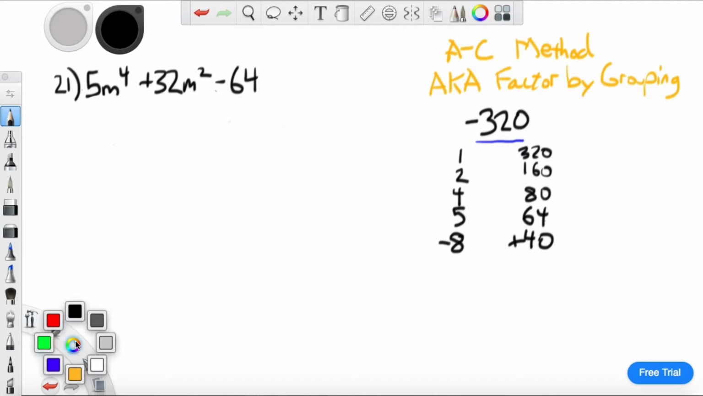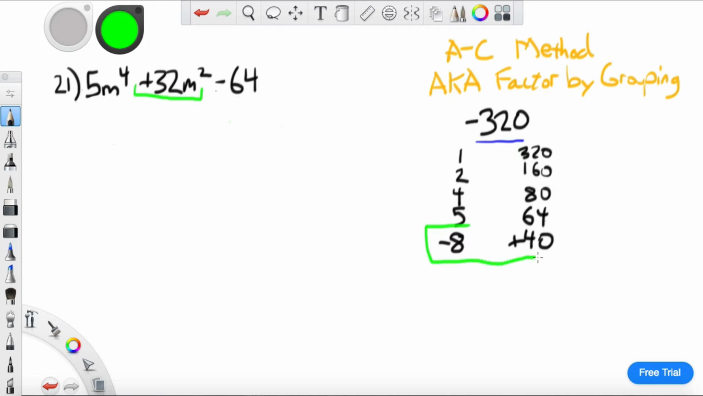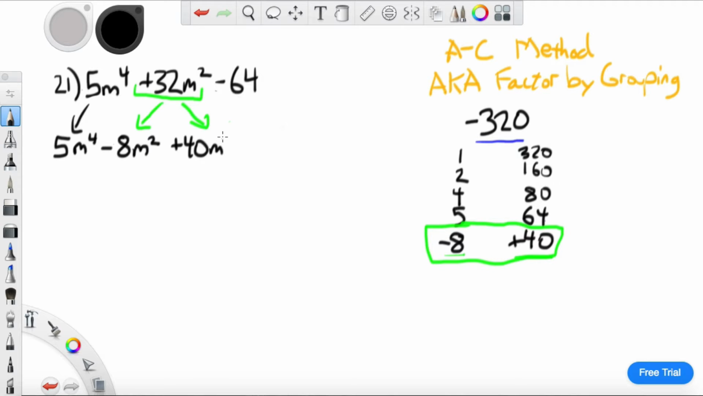Now the next thing we're going to do is take this middle term and split it into two terms. One of them is going to be negative 8m squared, and the other is plus 40m squared. Let's see what happens. I've got 5m to the fourth, which I'm going to keep, then minus 8m squared, then plus 40m squared, and then I keep minus 64. So you see what I've done?